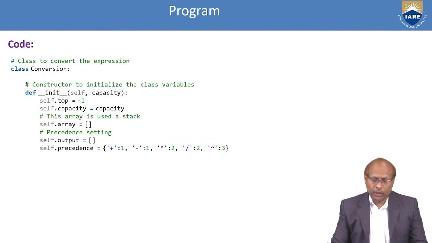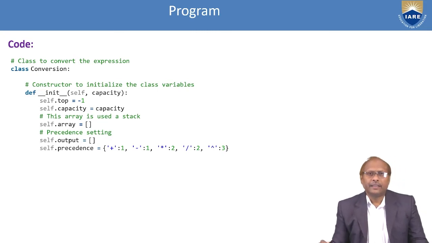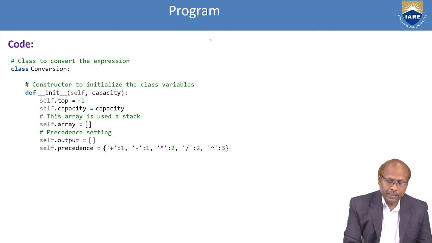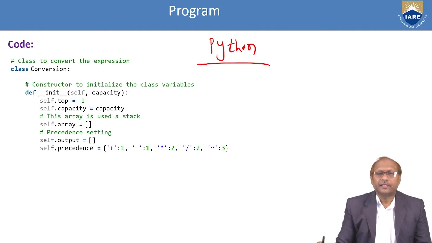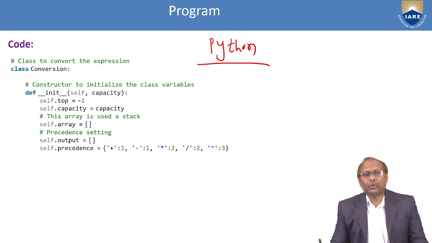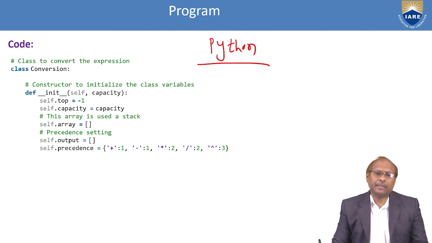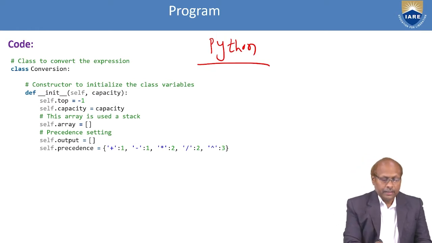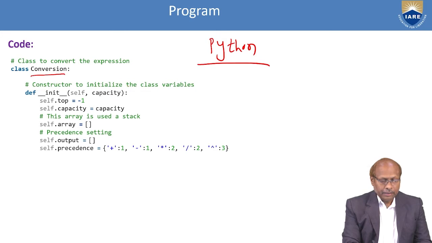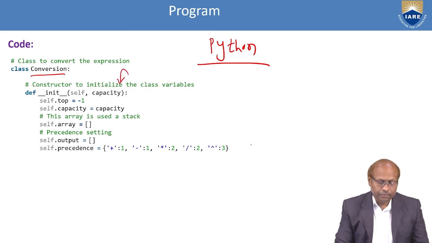To write this program, I will write a class, because I will be solving this problem using Python. In Python, I will solve it with the help of the object-oriented concept. In the object-oriented concept, you write a keyword called class first. Inside the class, you write your operations. I write a class called Conversion, and here I'll pass my capacity: what is the maximum capacity you can handle?